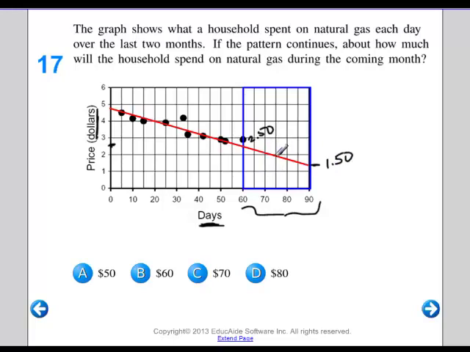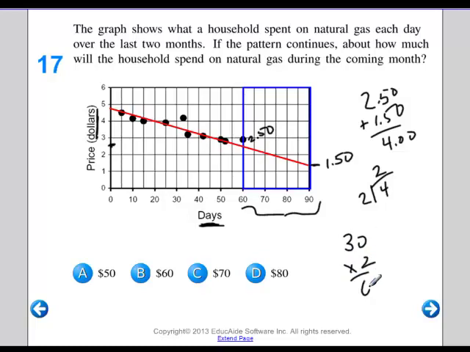So what we're going to do is we want to find the average between those amounts and then multiply by 30, because then each day would average out. So if we take $2.50 and add $1.50, we get $4. $4 divided by 2 means we spent about $2 per day. There were 30 days, so 2 times 30 is about $60 for that whole month, so letter B. So that was a little different. We had to use the graph in a different way, and plus we had to use one of the measures of central tendency, average or mean, to do the other one.